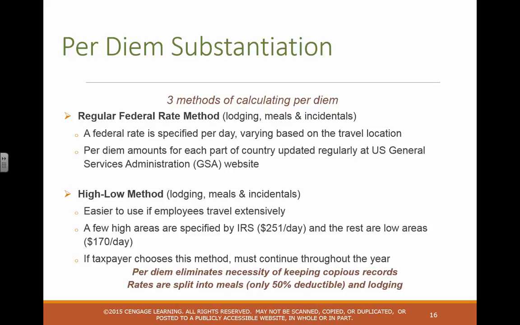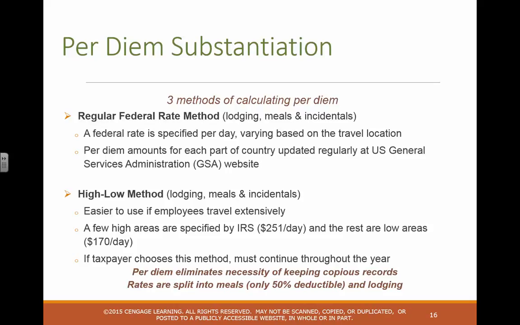Three different ways of doing per diem. I'm going to go through them, and then I'll tell you what I usually use because it usually ends up most beneficial. The first one is the federal rate method. They put everything into one number: lodging, meals, and incidentals, which means things like laundry and tips.